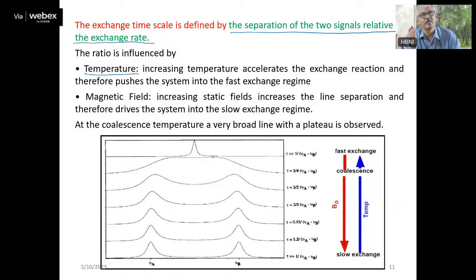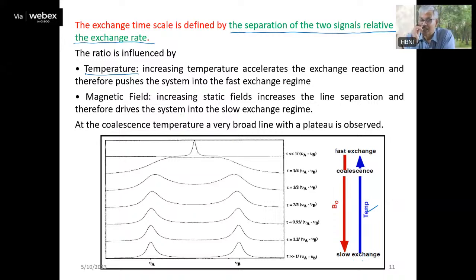It is not that all reactions are slow. Similarly, in the cyclohexane case, axial and equatorial, if you cool it to a very low temperature, you will see the axial and equatorial protons coming separately. So by cooling, you are pushing the fast exchange regime into the slow exchange regime. So temperature is a parameter. If you increase the temperature, your slow exchange regime is going to the fast exchange regime.